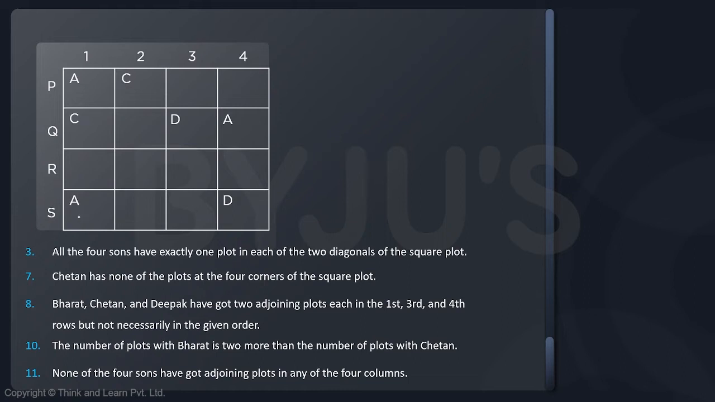Now, first thing is let's try to figure out which person has how many plots. Let's start with that. We already know that A and D both have 3 plots each, and we already know that B and C, one of them has 4 plots and one of them has 6 plots. That we don't know, who has 4 and who has 6. But statement number 10 clearly says this. The number of plots with Bharat is 2 more than the number of plots with Chetan. That automatically means Bharat has 6 plots and Chetan has 4 plots.